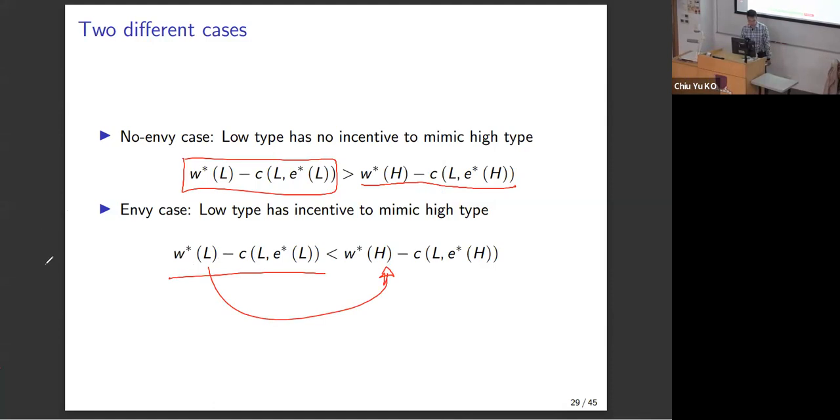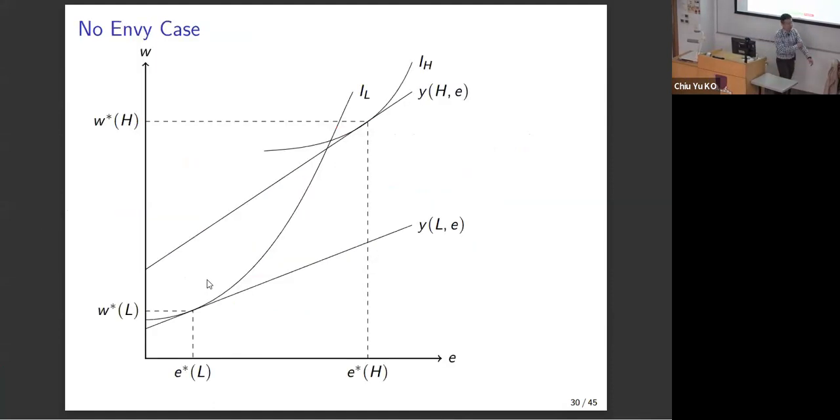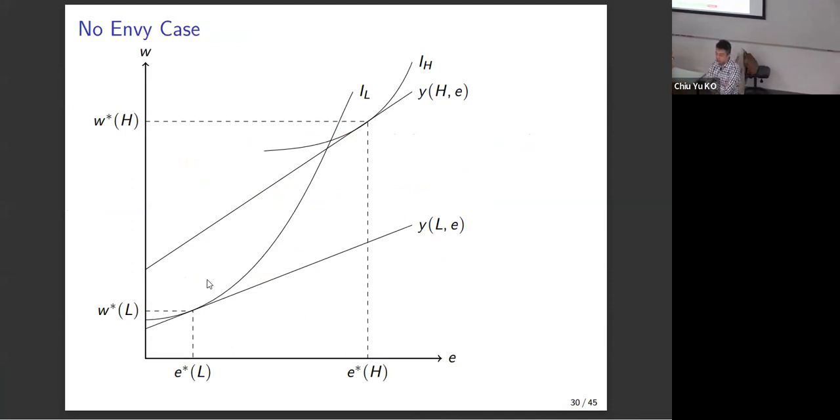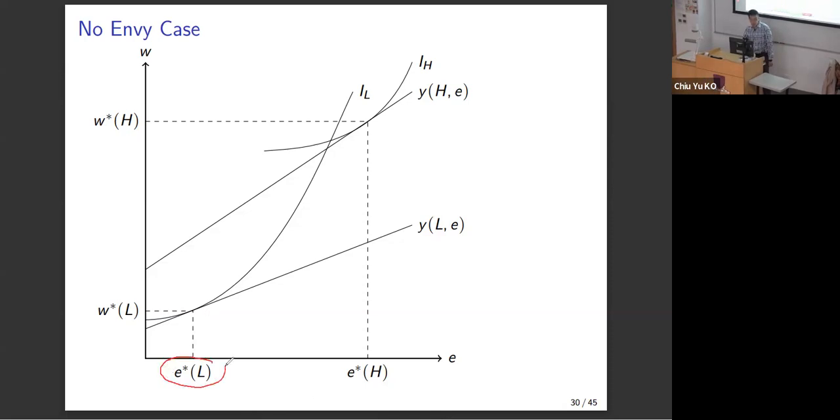Let's look at this no NV case. Suppose in equilibrium we have this: at some L, this is the wage W star L, and H is this. In this case, we claim this is an equilibrium as long as this is satisfied. What we do is pick a particular education level for the low type.